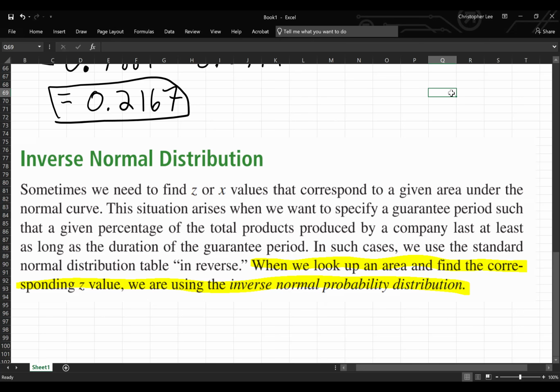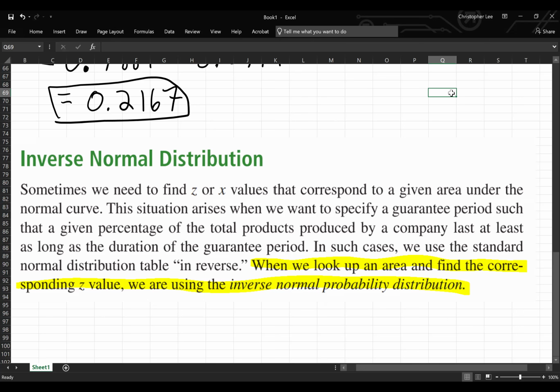Long story short, sometimes you might see a question, right? I'm not gonna ask y'all this, but I'm just gonna tell you about it. Sometimes you might see a question where they give you a probability or a decimal, and then they're asking you what Z value corresponds to this decimal. Or they might even give you a probability and ask you what X value, given this particular mean and standard deviation, corresponds to that probability.